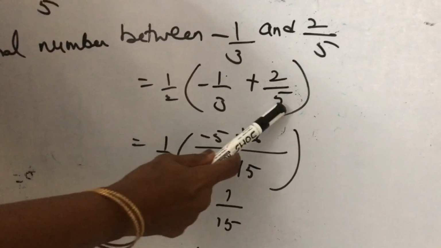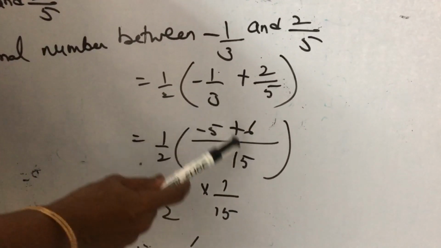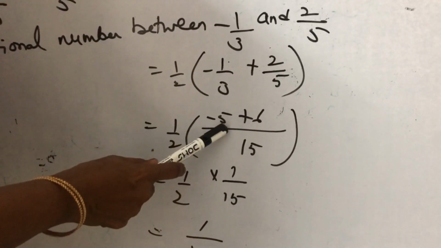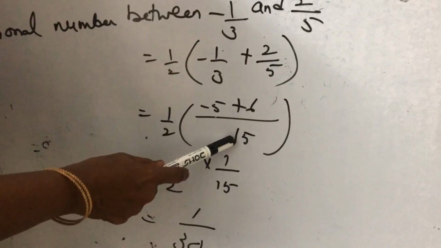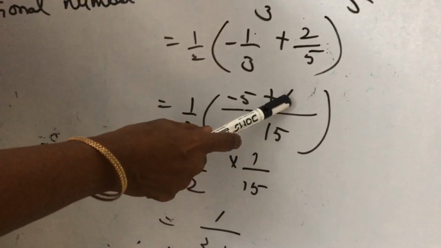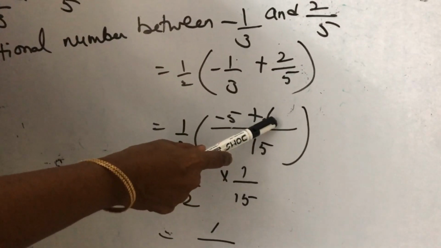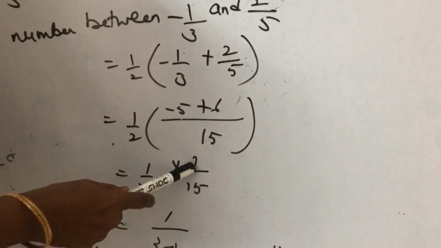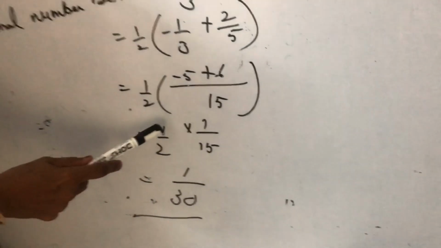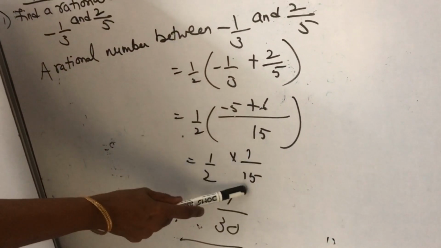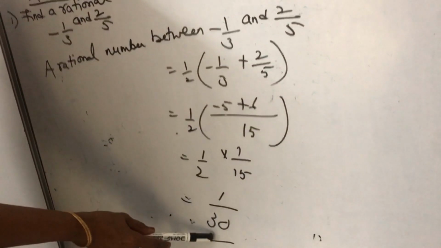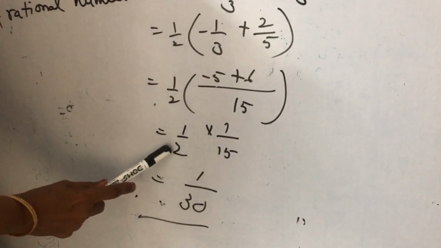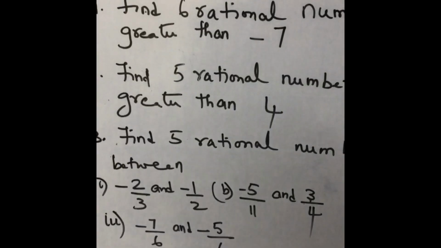Your LCM, children, 15. 3 divides 15 5 times, 5 into 1 is 5. 5 divides 15 3 times, 2 3s are 6. One term positive, one term negative. So 6 minus 5 is 1. It is 1 by 2 into 1 by 15, which is equal to 1 by 30. 1 into 1 is 1. 2 into 15 is 30.